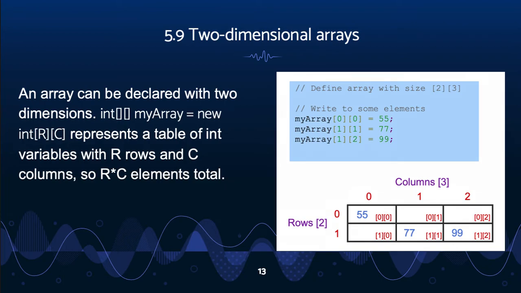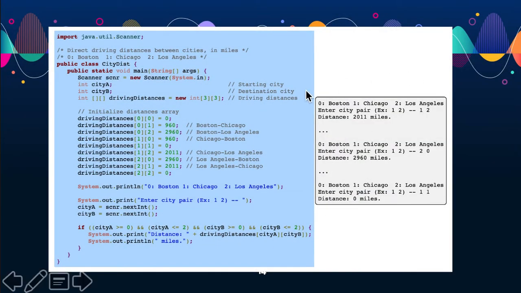Let's take a look at an example. Here they are comparing the distance between cities in miles. The program will prompt the user to key in Boston, Chicago, or Los Angeles. So you have 0 for Boston, 1 for Chicago, and 2 for Los Angeles. So enter city pair, for example 1, 2. The first city, in this case 1, is Chicago. Number 2 is Los Angeles.